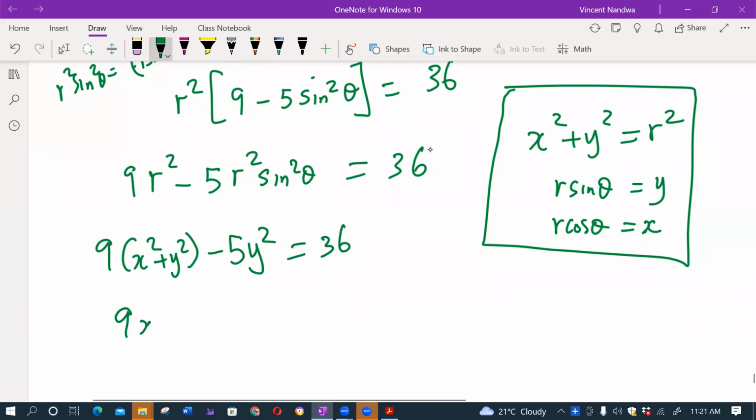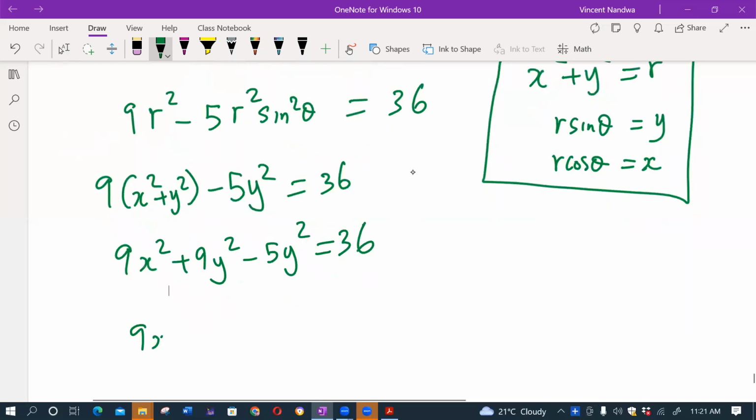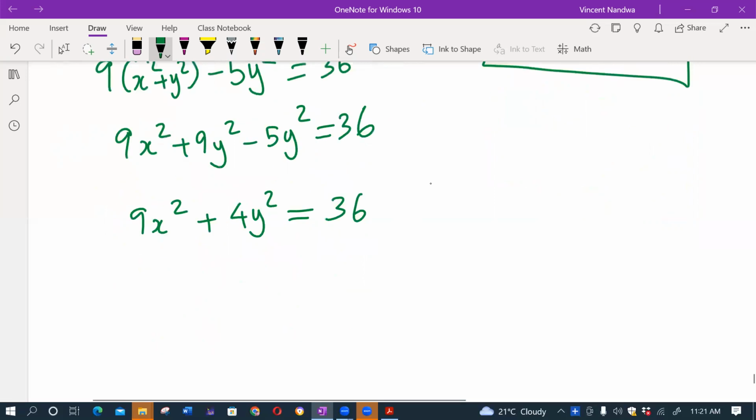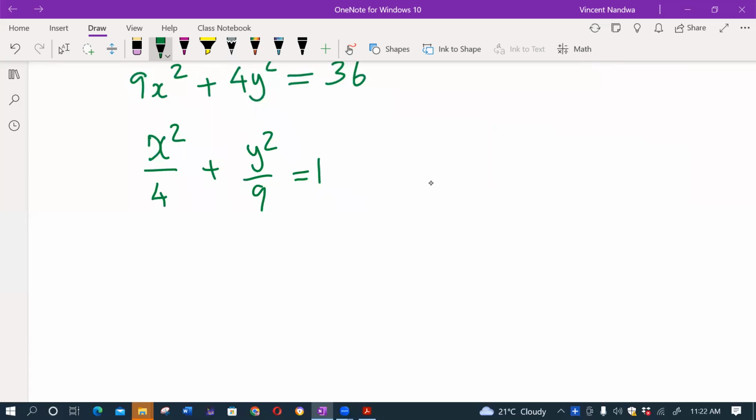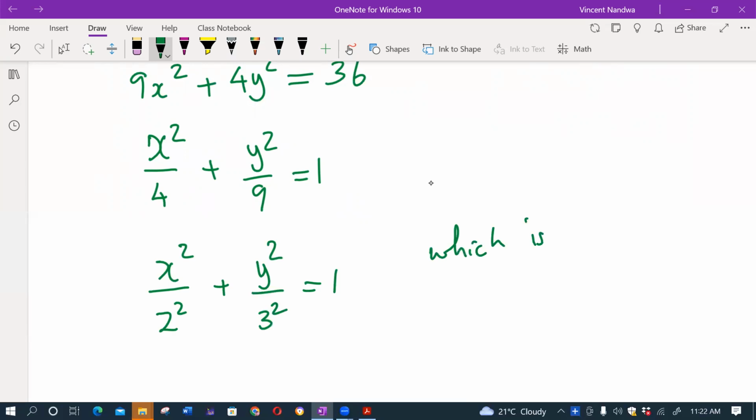So this will give me 9x squared plus 9y squared minus 5y squared equals 36, which will be 9x squared plus 4y squared equals 36. And if you divide through by 36, this equation would be x squared over 4 plus y squared over 9 equals 1, which is the same thing as writing x squared over 2 squared plus y squared over 3 squared equals 1, which is the equation of an ellipse.